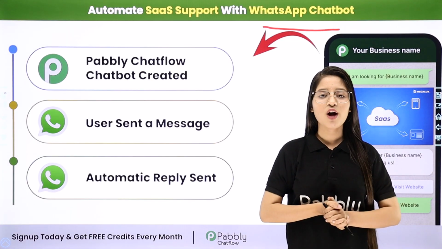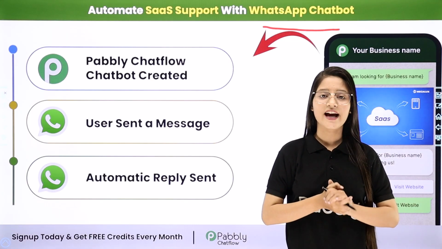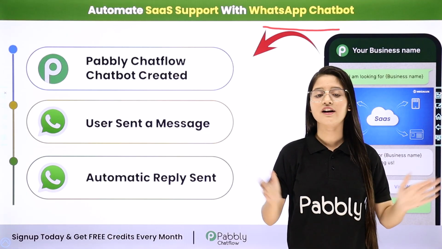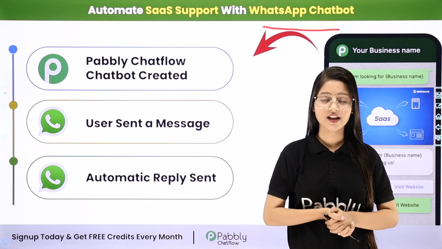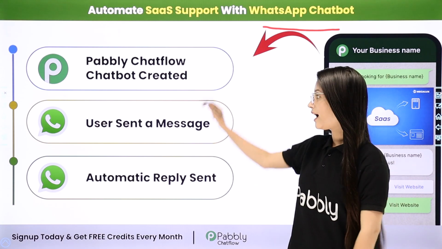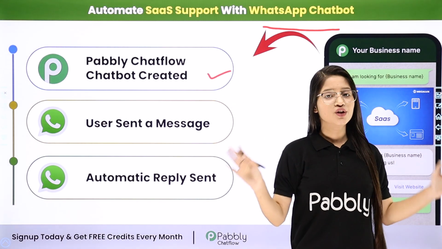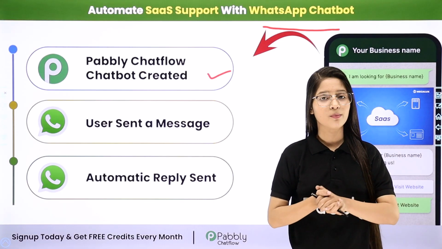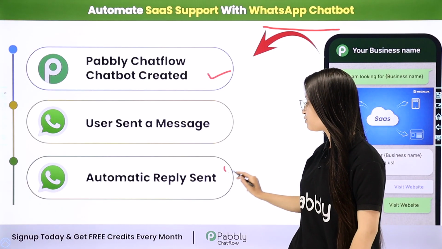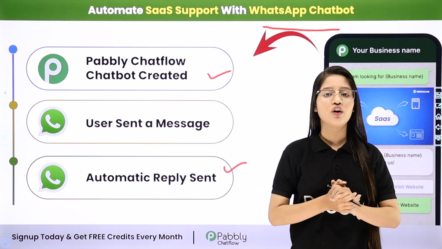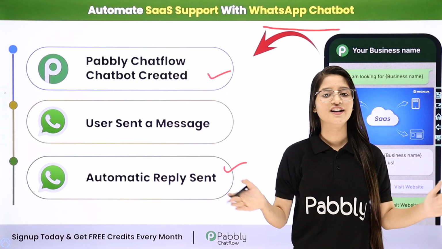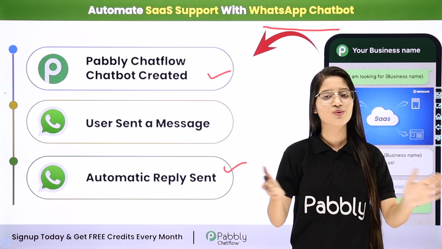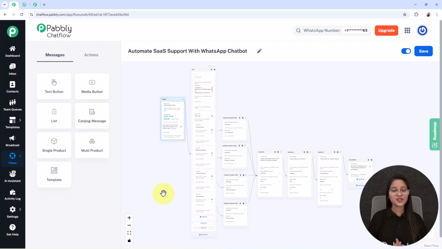So to solve this problem, we will automate this entire process by creating an automated WhatsApp chatbot, and that will be created with the help of Pabbly Chatflow, so that whenever your users send a message to your WhatsApp business account, then automatically your bot will be replying to them. So now to see the working of this amazing automation and learn the process step by step, let's switch to my screen. Welcome to my screen everyone.